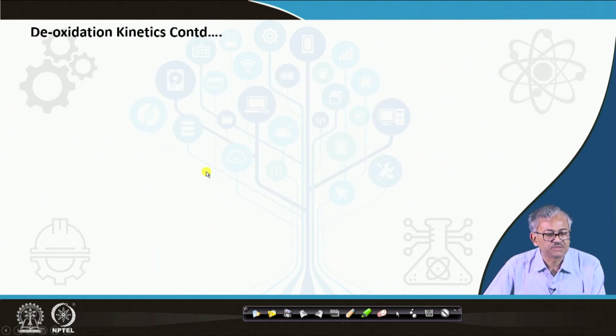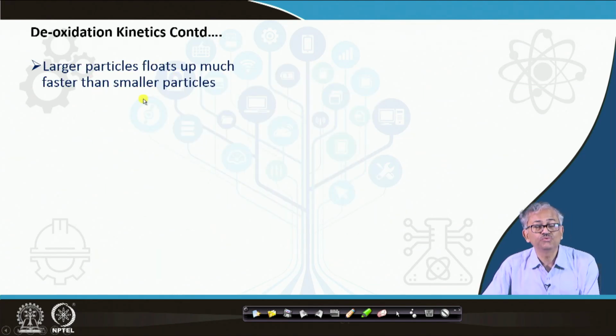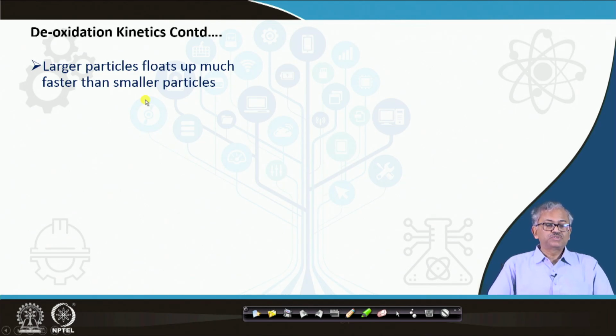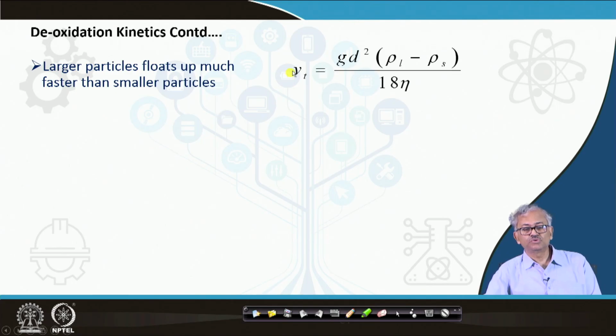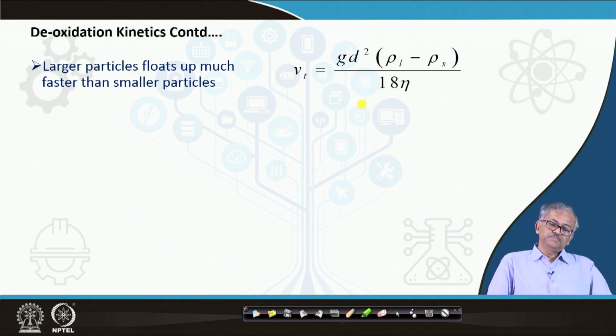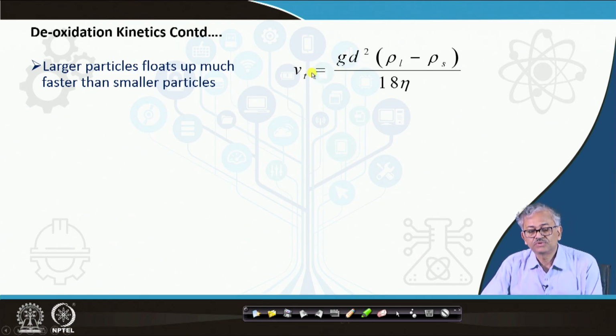So let's see what the steps are. Deoxidation kinetics continued. A large particle floats up much faster compared to smaller particles. So if I want to float the inclusion faster, I have to make a bigger inclusion, because a bigger inclusion floats much faster. You can see this simply from Stokes law. Stokes law says the terminal velocity, the velocity at which the inclusion will rise, is not proportional to the diameter d only, it is proportional to d square. That's why the problem.